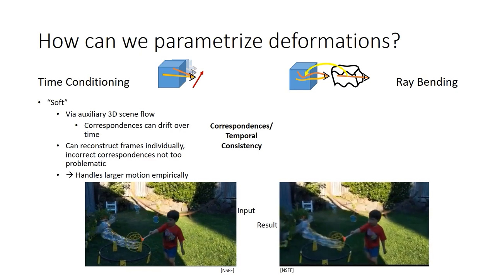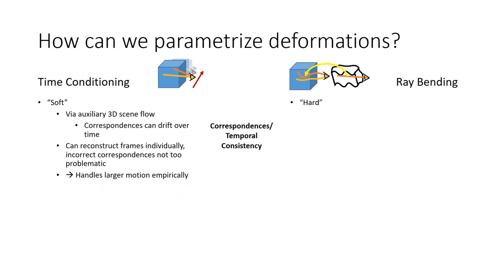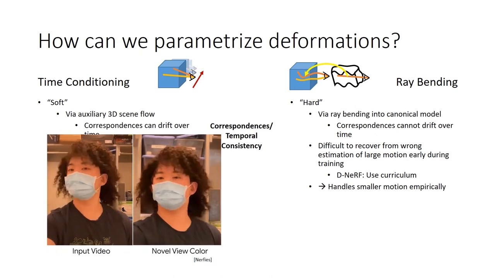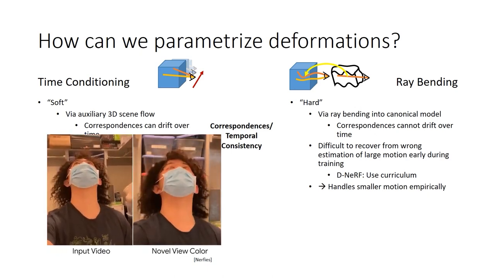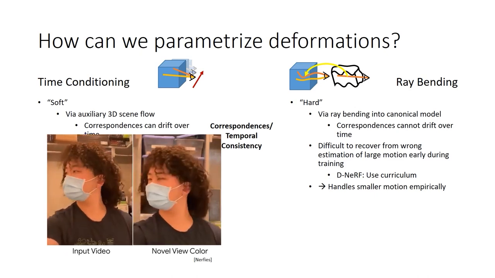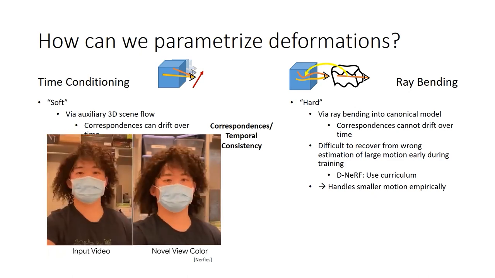The input video on the left is rendered into novel views on the right. On the other hand, ray bending uses correspondences across time as a hard constraint. This is done via ray bending into a static canonical model. Thus, the correspondences cannot drift over time. This makes it difficult to recover from a wrong estimation of large motion that might occur early during training. Therefore, these methods empirically handle only smaller motion. Here, we see a scene that exhibits motion that is at the most complicated end of what the current ray bending methods seem to be able to handle.